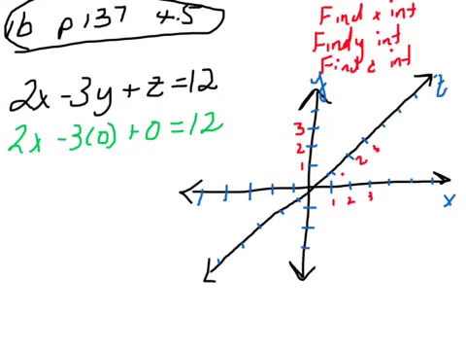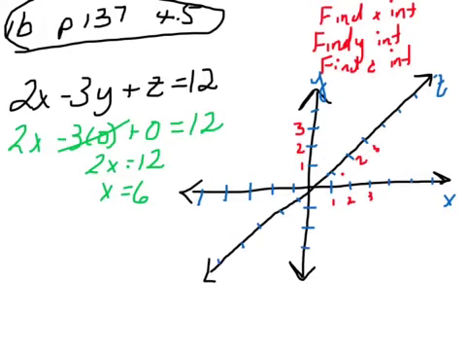Okay? So that goes to 0, and that's 0. So don't I end up with simply 2x equal 12? Okay? So it would be x is 6. If you divide both sides by 2, x is 6. Okay, so on the x-axis I have an x-intercept of 6. I'm going to graph it in green.